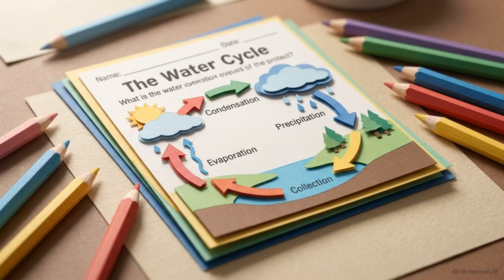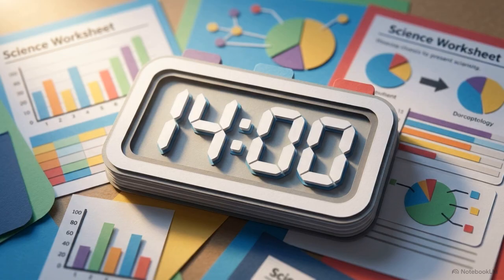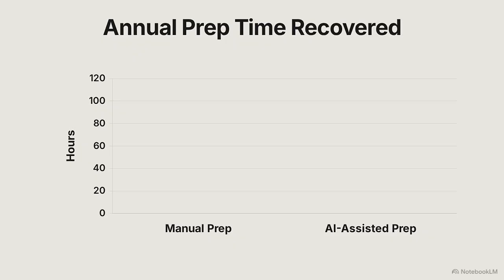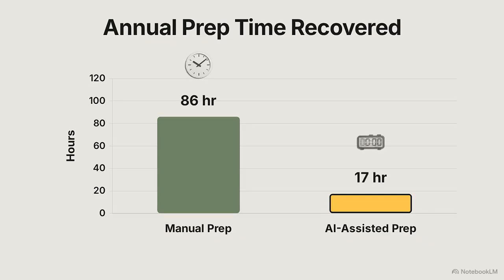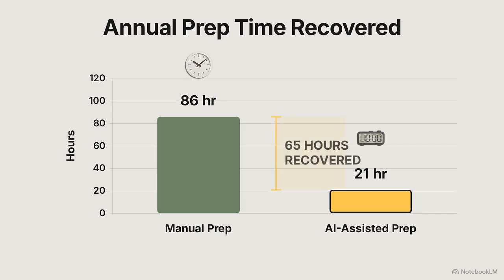When Jessica, the 2nd grade teacher, ran this exact workflow on her water cycle unit, her previous 1 hour and 45-minute chore was finished in exactly 14 minutes. This chart scales that time-saving metric across a full school year. The average teacher spends roughly 86 hours a year manually adapting materials. By reducing that mechanical labor by 75%, this workflow recovers nearly 65 hours of time.